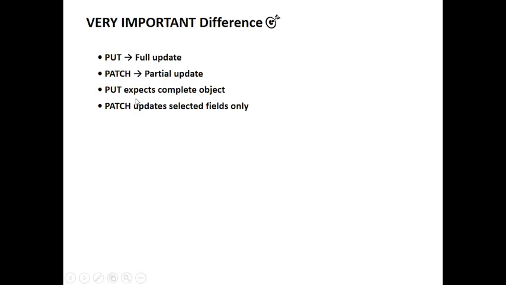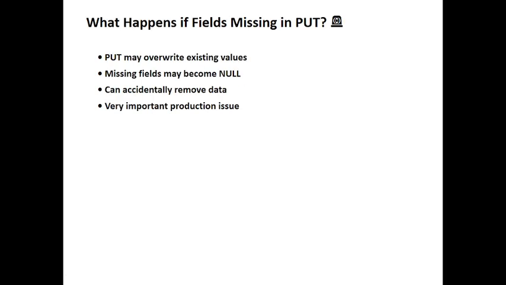A very important difference: PUT is a full update, PATCH is a partial update. PUT expects the complete object, whereas PATCH updates selected fields only. What happens if fields are missing in PUT? PUT may overwrite existing values. Missing fields may become null. It can accidentally remove data. A very important production issue.